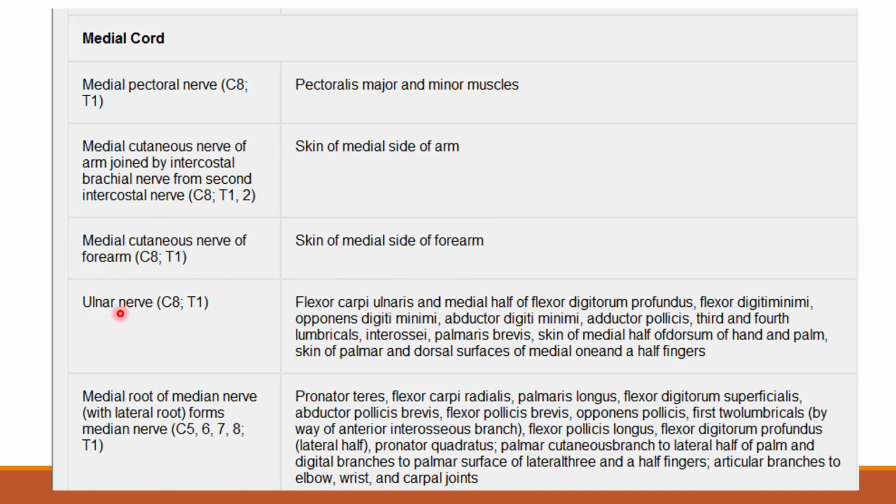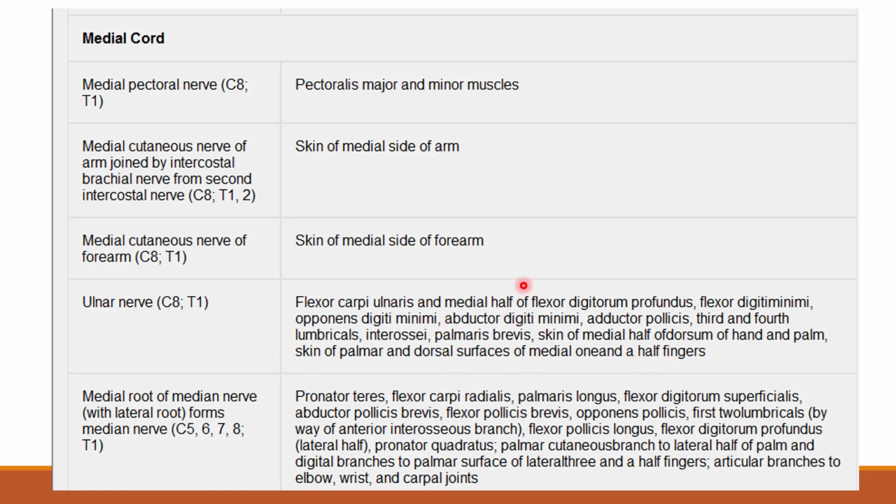The ulnar nerve, which comes out from C8 and T1, supplies many muscles, which are flexor carpi ulnaris muscle and the medial half of the flexor digitorum profundus muscle, flexor digiti minimi, opponens digiti minimi, abductor digiti minimi, adductor pollicis, third and the fourth lumbrical, interossei, palmaris brevis, and the skin of the medial half of the dorsum of the hand and the palm, skin of the palmar and the dorsal surfaces of the medial 1.5 fingers.